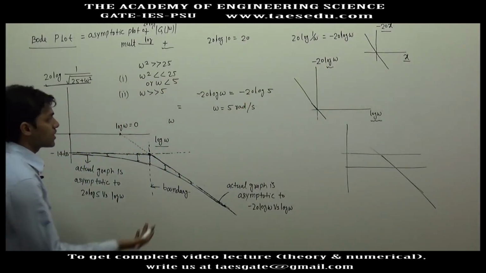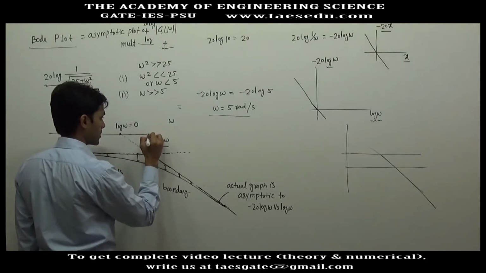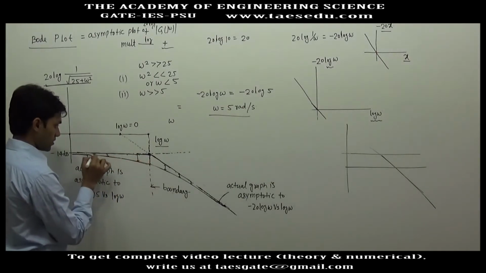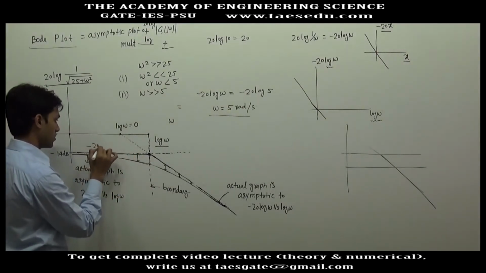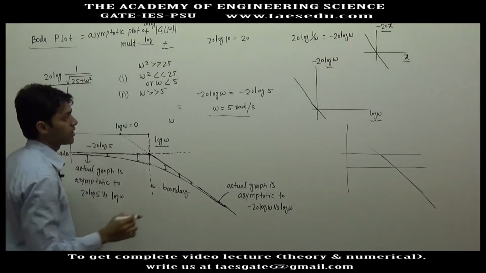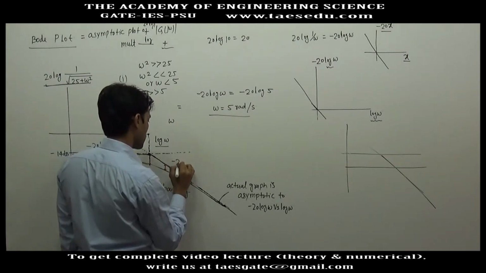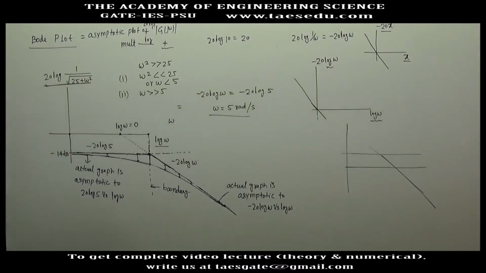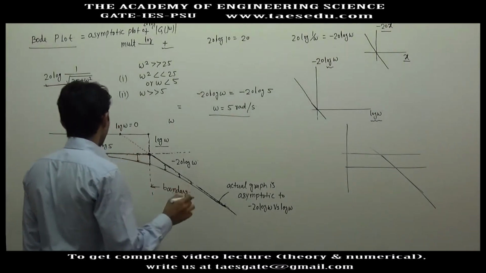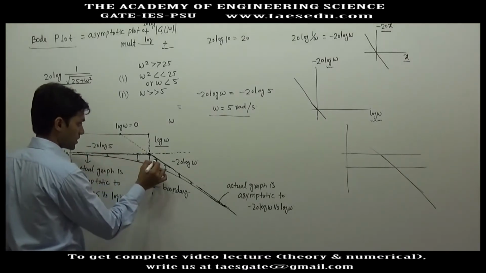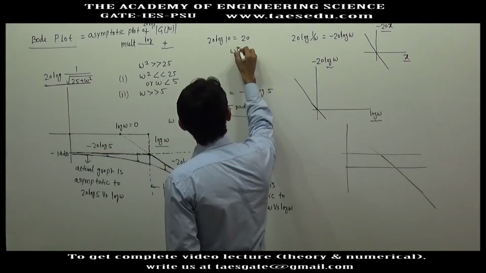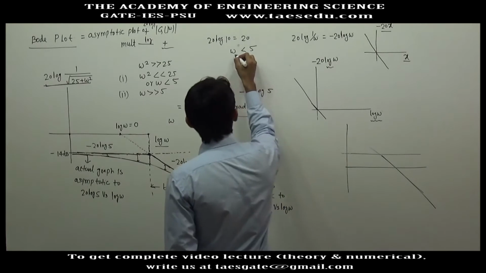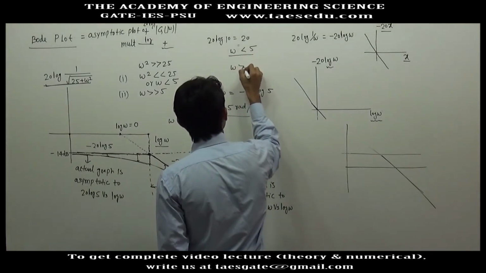So before omega equal to 5 radian per second, the Bode plot will be the first asymptote, that is minus 20 log 5. And after this boundary, the graph will be minus 20 log omega. If you want to get the boundary, what is the basis for drawing this asymptote and this asymptote? You have two conditions: when omega is less than 5 and when omega is greater than 5.